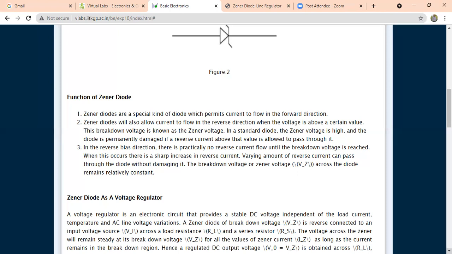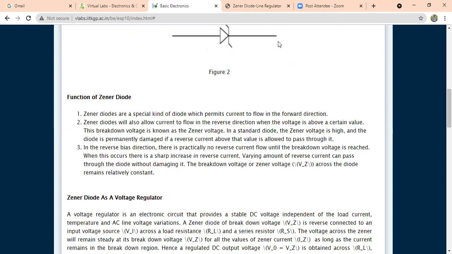In the reverse bias direction, there is practically no reverse current flowing until the breakdown voltage is reached. Then there is a sharp increase in reverse current. Varying amounts of reverse current can pass through the diode without damaging it, and the breakdown voltage, the Zener voltage across the diode, remains relatively constant.